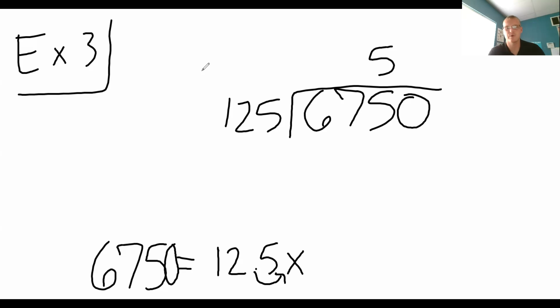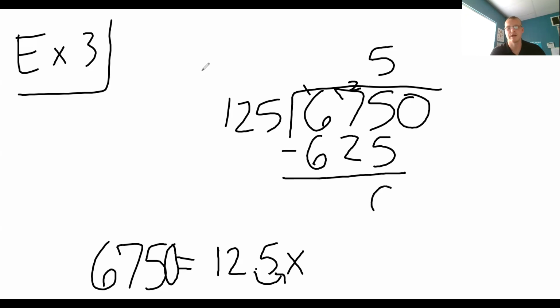So 5 times 125. So 5 times 5 is 25. Put a little 2 right there. 5 times 2 is going to be 10 plus 2 is 12. 5 times 1 is 5 plus 1, 6. So I'm left with 675 minus 625. So I have a 0 right here and then a 5 right here. Bring down my 0. 125 goes into 500 4 times. So 4 times 5 is 20. Oh, it's going to go in evenly, isn't it?